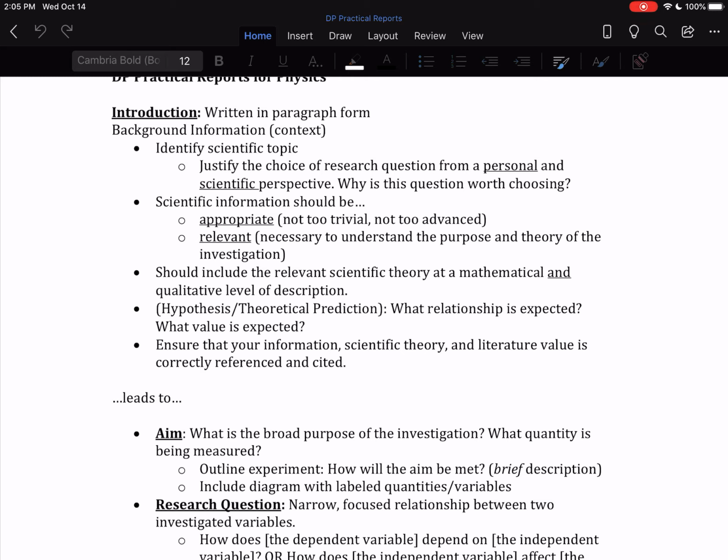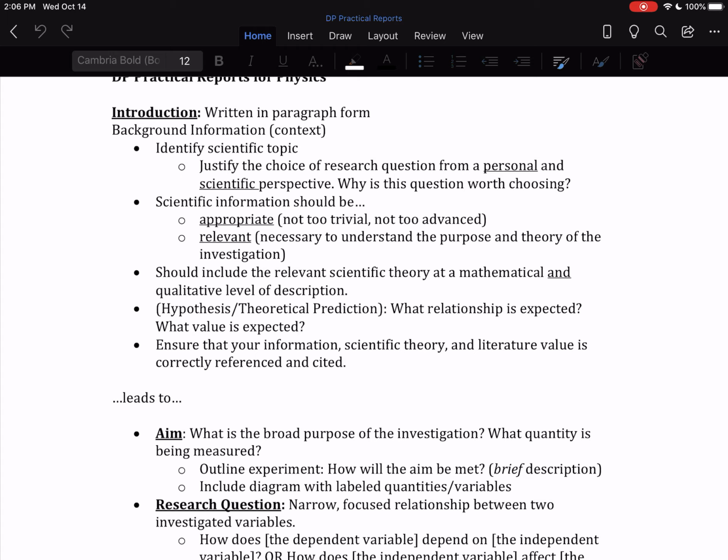You want to make sure that the scientific information that you give is appropriate, so not too trivial, not too advanced. It doesn't need to be beyond the scope of the course. Nor does it need to start with a definition of what is position, okay? So you can jump into it and then explain the relevant physics to be considered. And make sure that the physics that you explain is relevant, so you don't need to go off on tangents.